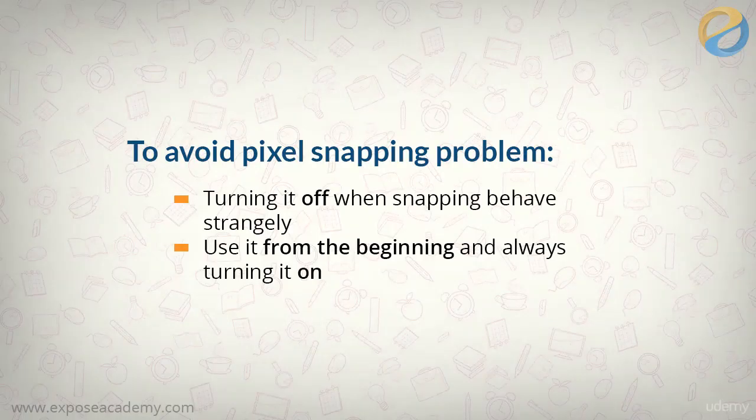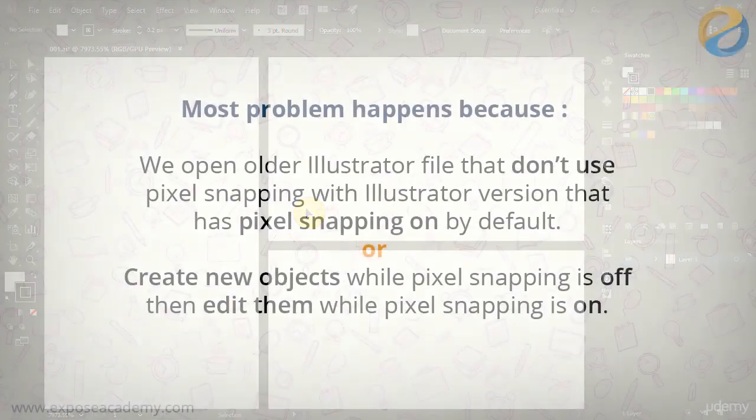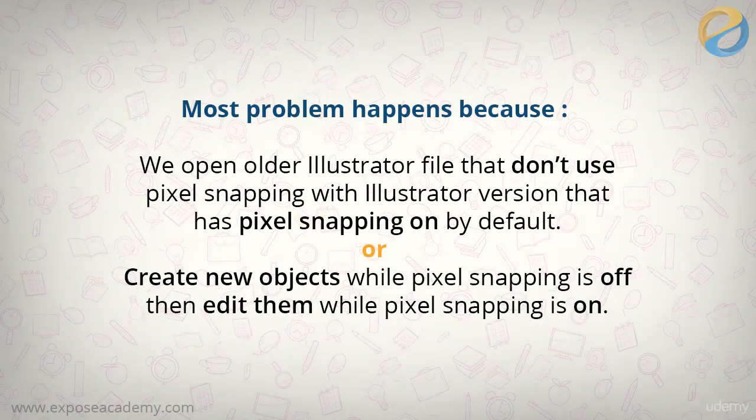All the newly created objects' anchor points will be snapped to pixel grids from the beginning, so snapping them will be easy as they are already used to pixel grids. The problems that happen to a lot of people are because they open an older file that is not using pixel grid snapping in an Adobe Illustrator version which uses pixel snapping by default.